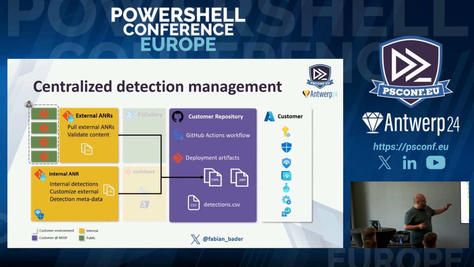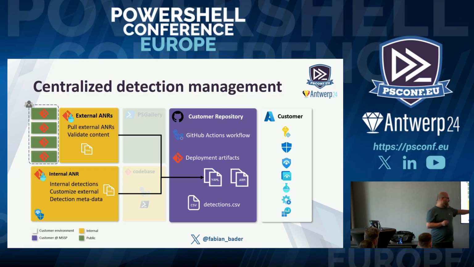And if we have a look here, how this works after we want to deploy something, there's two options. So one is we have a detection CSV. This is something where the analyst or the person responsible for this customer can put in the GUID from such an analytic rule. And if it's in there, it will be grabbed from one of those repositories and deployed to the customer.